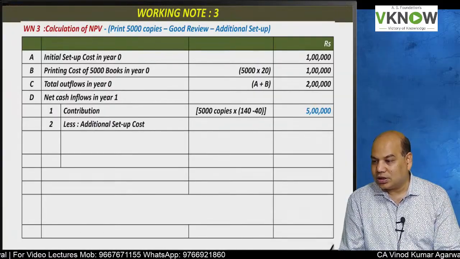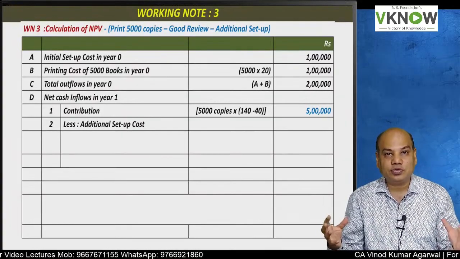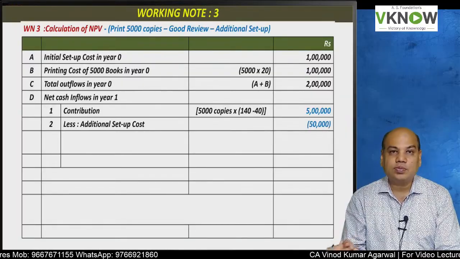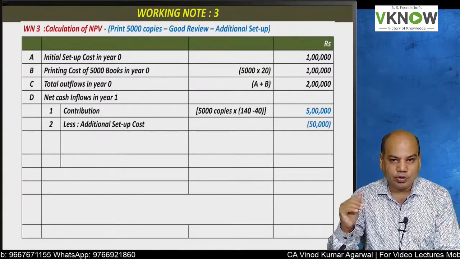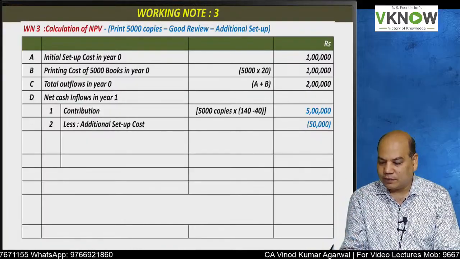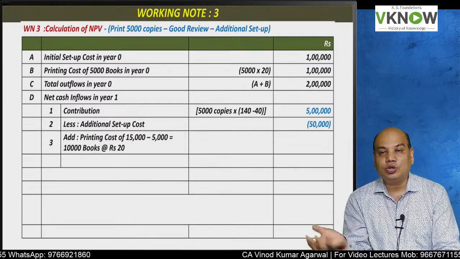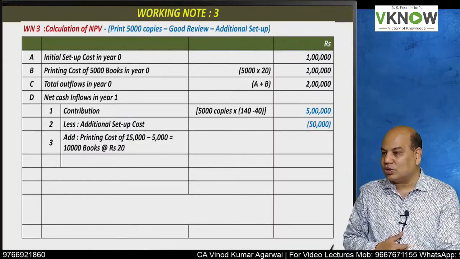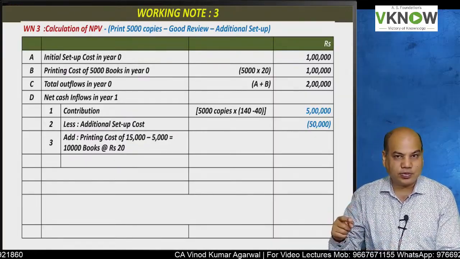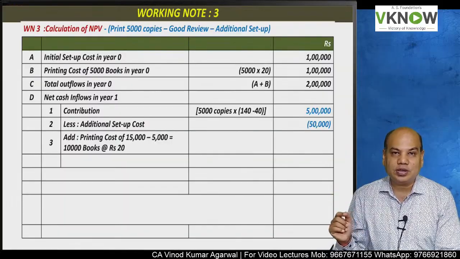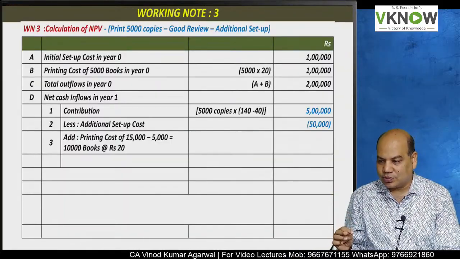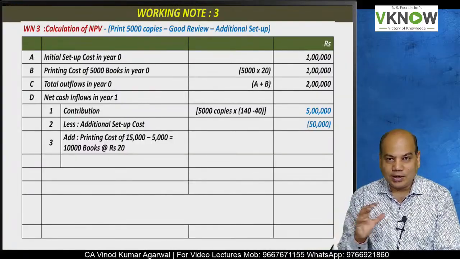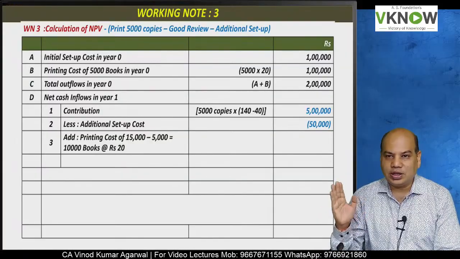Point number 2, additional setup cost. But then I find that the review is good. I may decide to do additional setup cost. Additional setup cost will cost me 50,000. Every time I will do additional setup, it will cost me a fixed amount of 50,000, and I am going to print 10,000 books now. Do you want to print 5,000 books or 10,000 books? If you print 5,000 books, next year again you have to incur additional setup cost. Okay, so it is better to incur one time setup cost of 50,000 and print 10,000 books, which will be sold in year 2 and year 3.